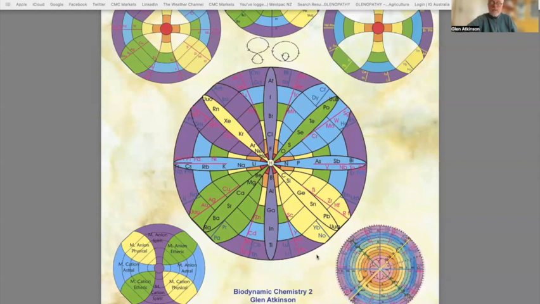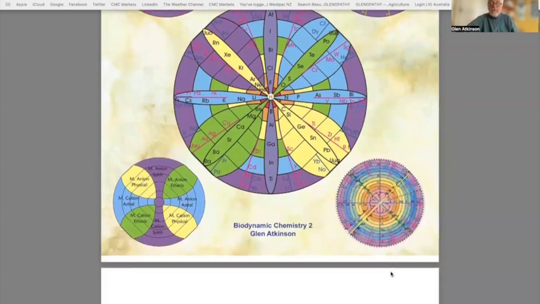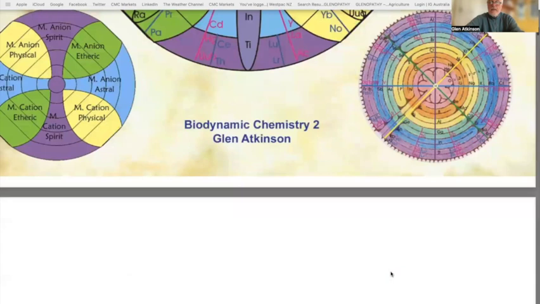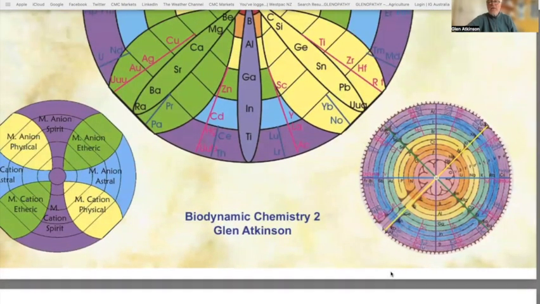Before we move on, we can have a look at this bottom right picture, which is the labyrinth in the Chartres Cathedral. And I'm just putting this here as a teaser for you to consider.